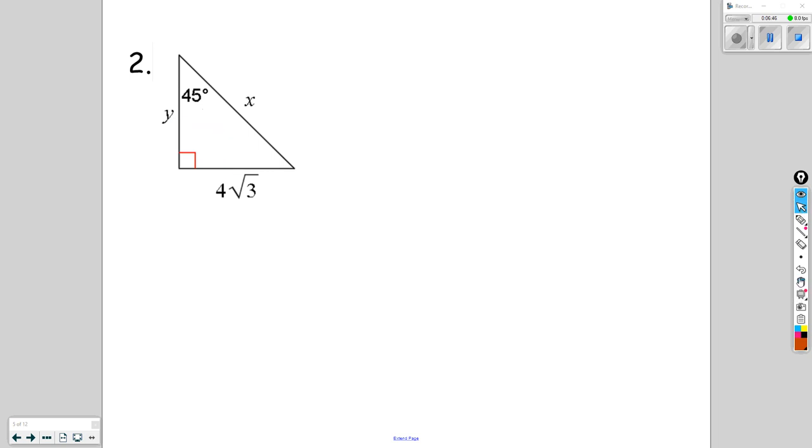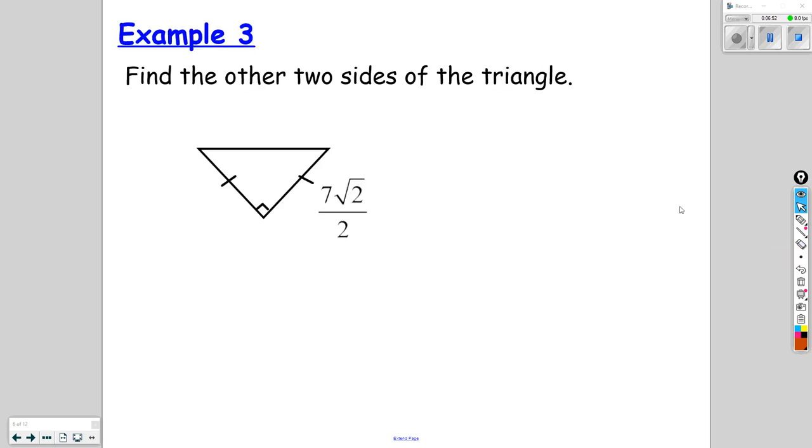All right, and moving on here. Now we have 7 root 2 over 2 as the leg of this 45, 45, 90 degree right triangle. So that makes this leg 7 times the square root of 2 over 2. And now we just multiply that leg by root 2 to get the hypotenuse.